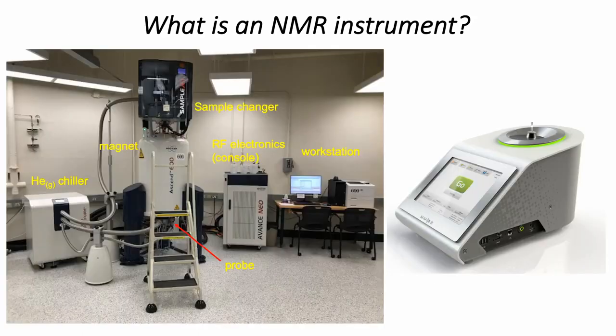So what is an NMR instrument? NMR instruments come in two flavors, or at least maybe they come in more flavors, but here at MIT we have two types of NMR instruments. There are ones that are referred to as high-resolution instruments, which generally have a stronger magnet and they're bigger. There are also benchtop instruments, which is what you're going to use in your lab.